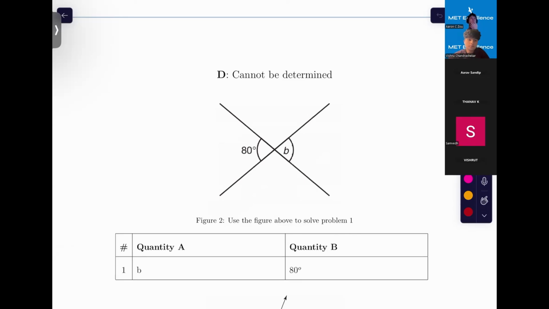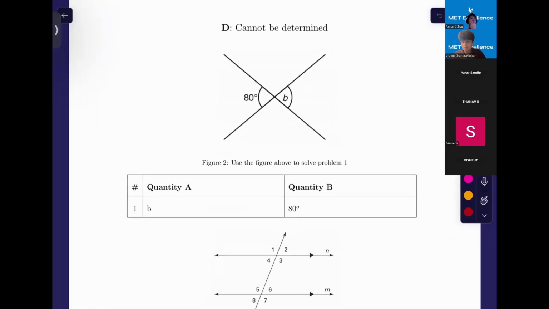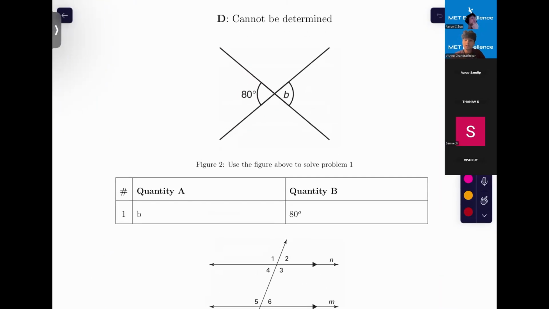Do you guys have any big questions about this? Are there any specific problems on this that you want to go over immediately? All right, let's just go through it bit by bit then.